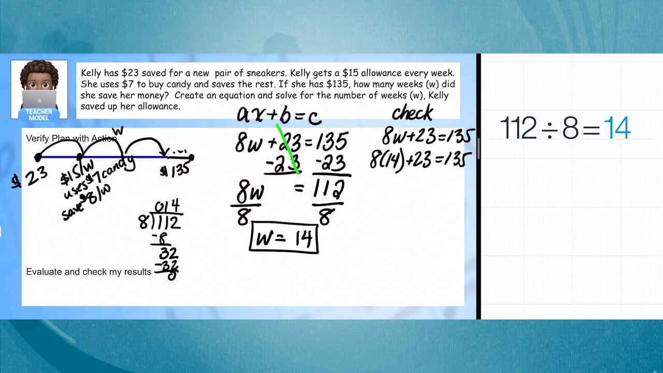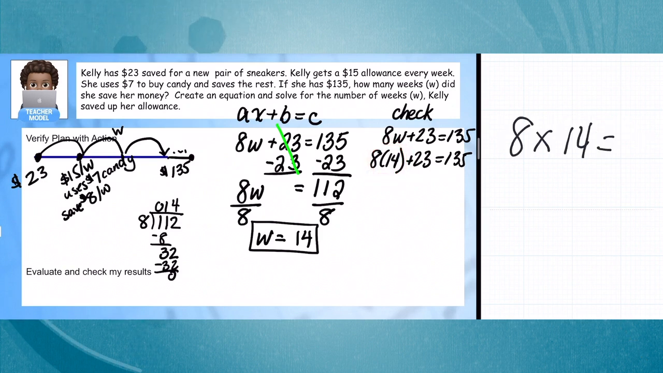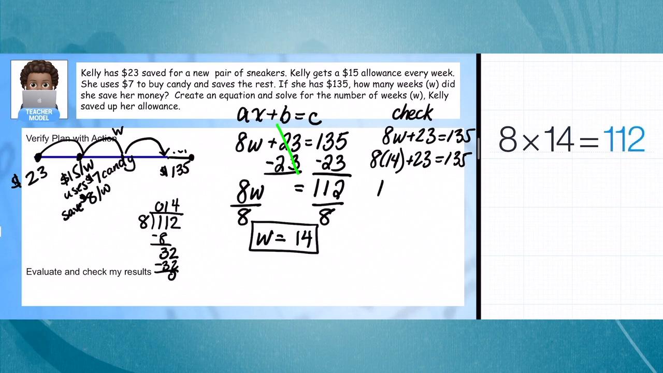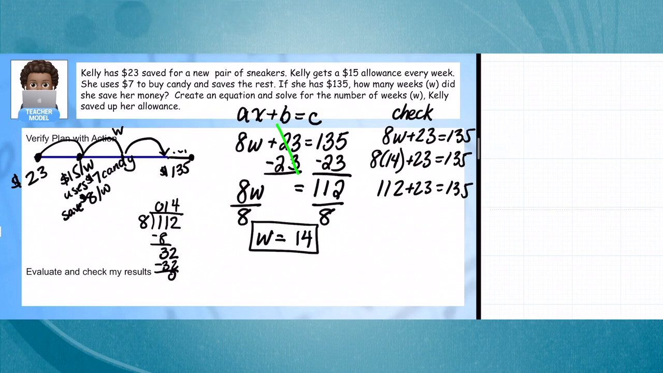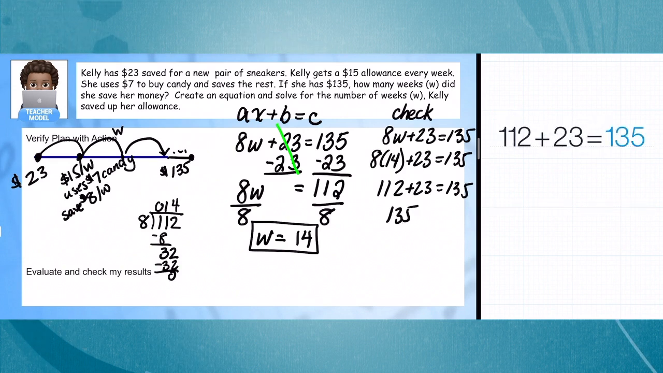And now we've got to use our order of operations. We're going to do our multiplying first. 8 times 14 is equal to 112. 112 plus 23 is 135. So we are correct. 135 is equal to 135.